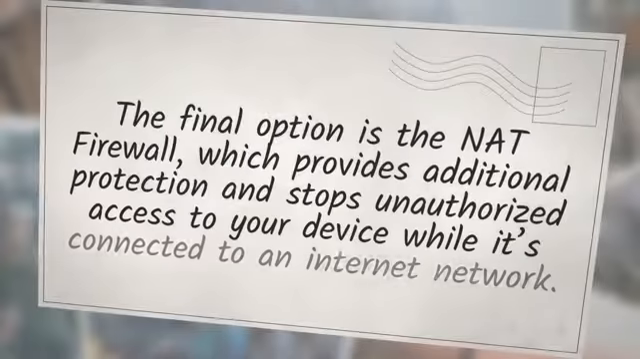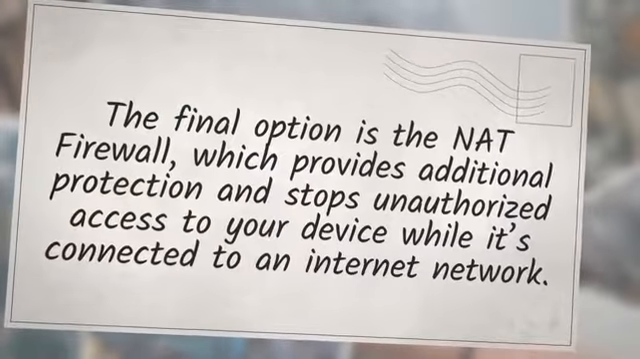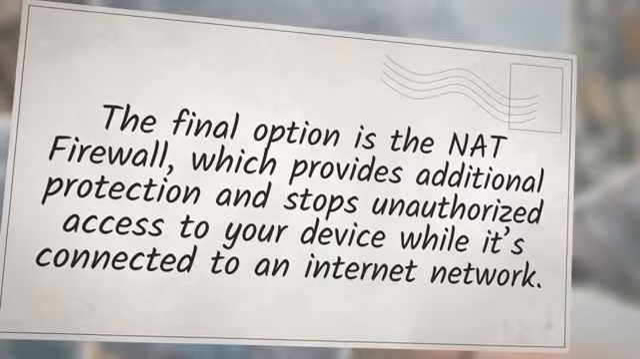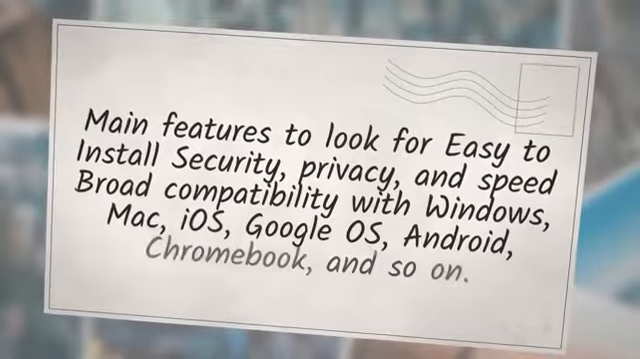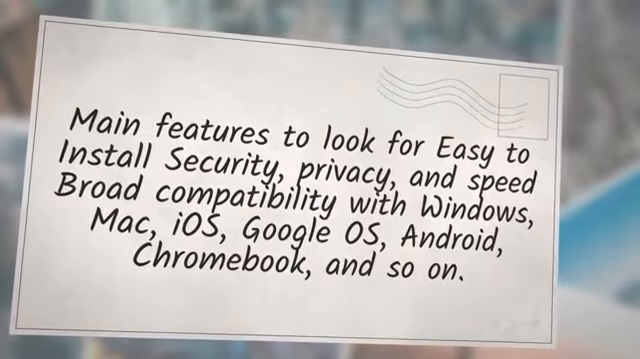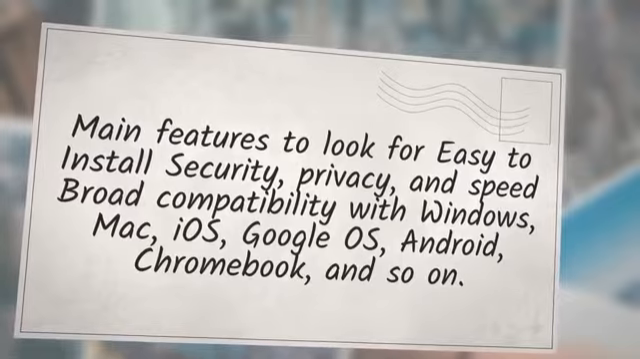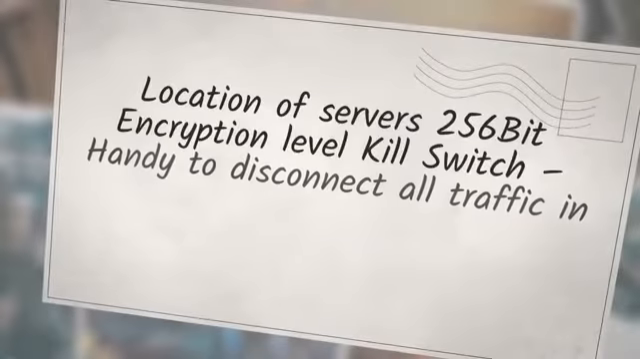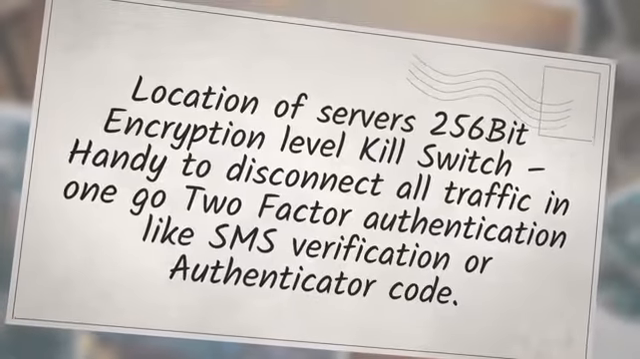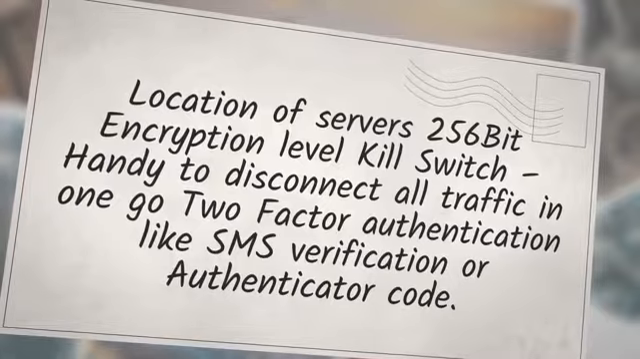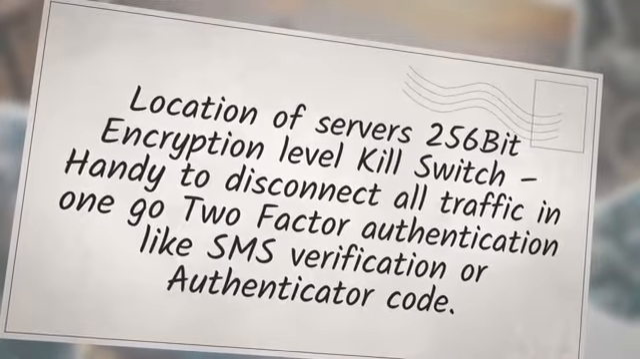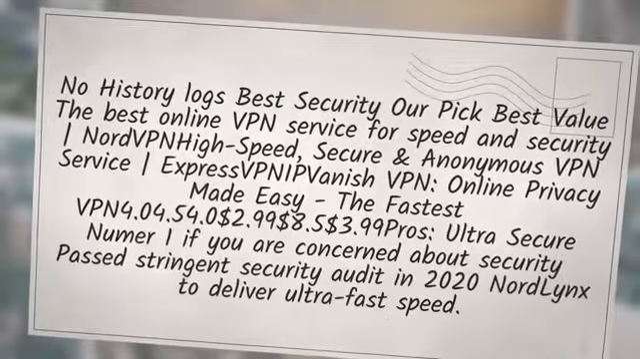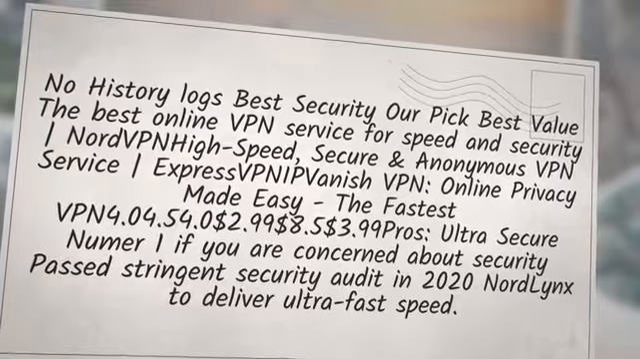The final option is the net firewall, which provides additional protection and stops unauthorized access to your device while it's connected to an internet network. Main features to look for: easy to install, security, privacy, and speed, broad compatibility with Windows, Mac, iOS, Google OS, Android, Chromebook, and so on. Location of servers, 256-bit encryption level, kill switch, handy to disconnect all traffic in one go. Two-factor authentication like SMS verification or authenticator code. No history logs. Best security, best value, the best online VPN service for speed and security.